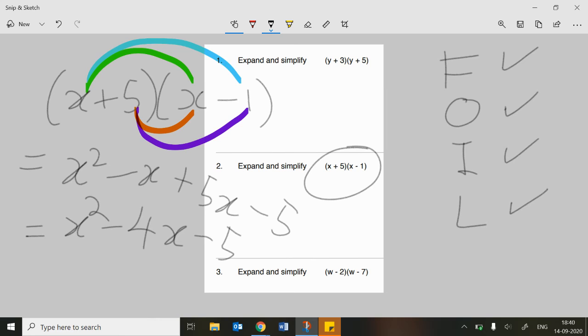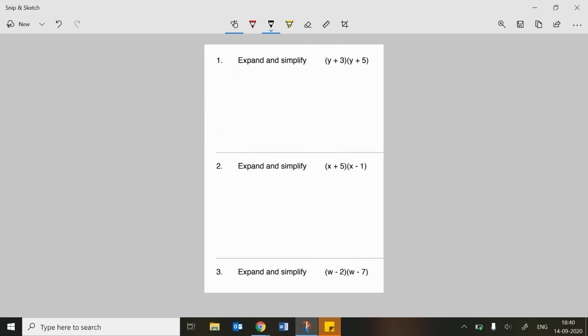Okay, so last one of these, and last one is going to be this one here. And let's do this one quite quickly. We've got w take away 2, and then w take away 7. Now, as ever, there's a hidden times sign in the middle here. If ever there's a hidden sign, it's a times sign. And we're going to times those two things together.